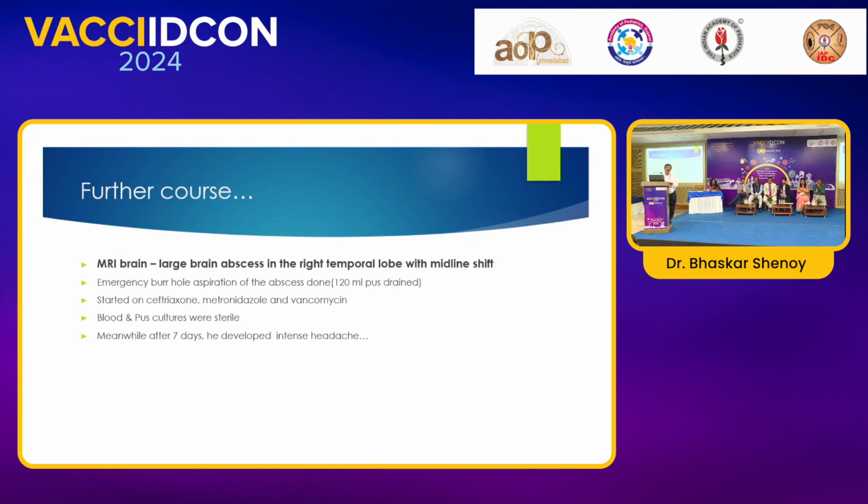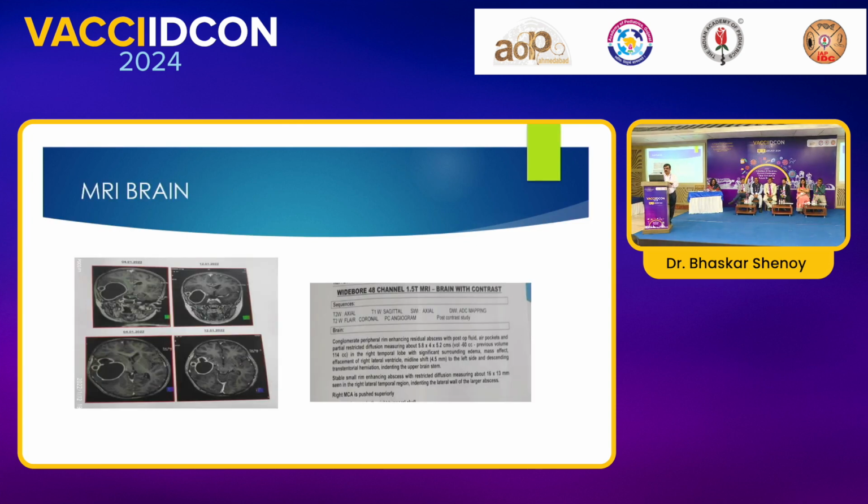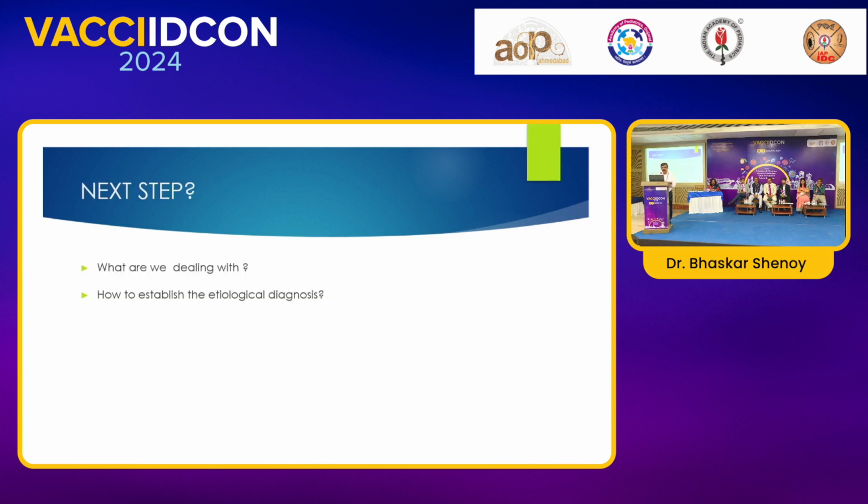After 7 days, again he developed this problem, and an MRI brain was taken, and you can see the large abscesses here. What are we dealing with? How can you get to the etiological diagnosis? That is my question now.